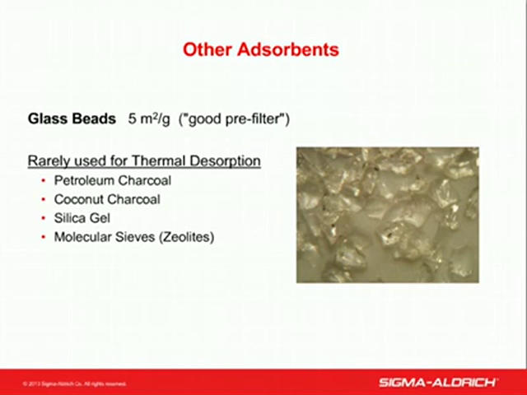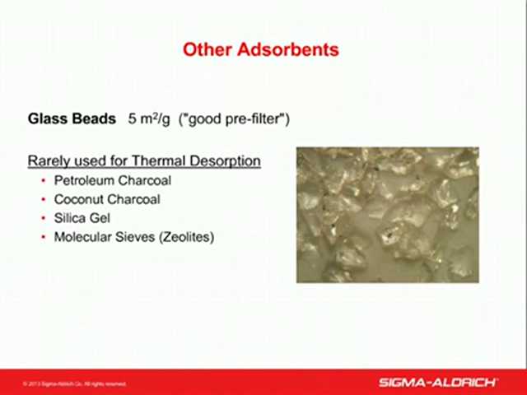Charcoals are typically not used for thermal desorption since they tend to retain the compounds too strongly, and they don't release them well using thermal desorption. And charcoals can have metal impurities that, when heated, can cause decomposition of some compounds. They also have a lower maximum temperature, which also limits their use.